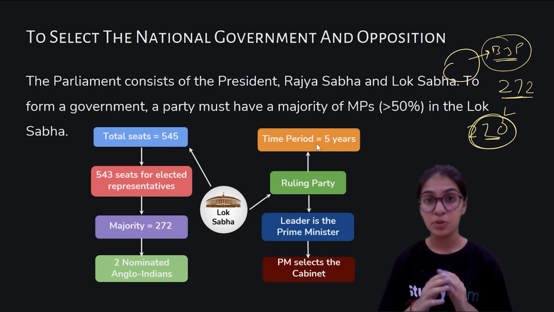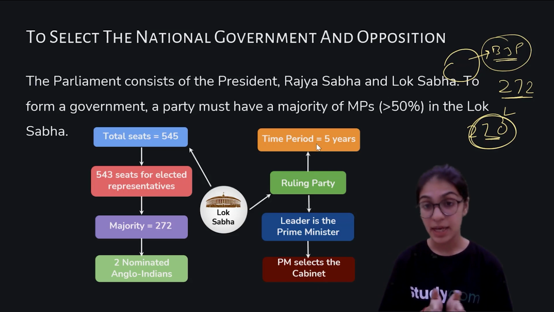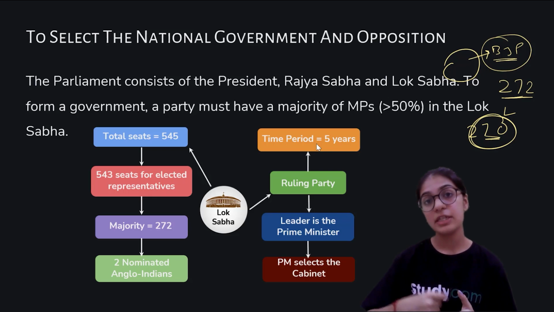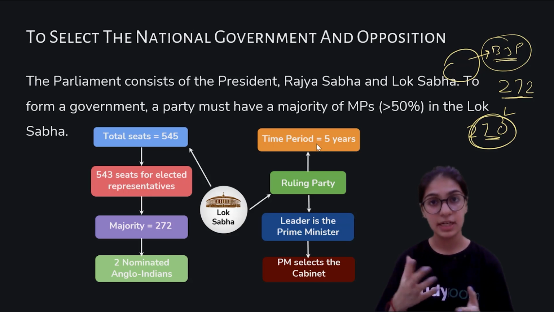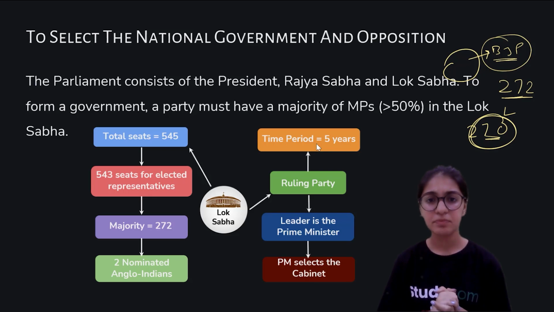So majority should be 272, as I told you. So 2 nominated Anglo-Indians, as I told you again, and the time period is 5 years. After each 5 years, elections are held for the Lok Sabha as well as for the Legislative Assembly, that is the MLA. Lok Sabha is the MP. Members of the Lok Sabha are the MP. Leader is the Prime Minister.